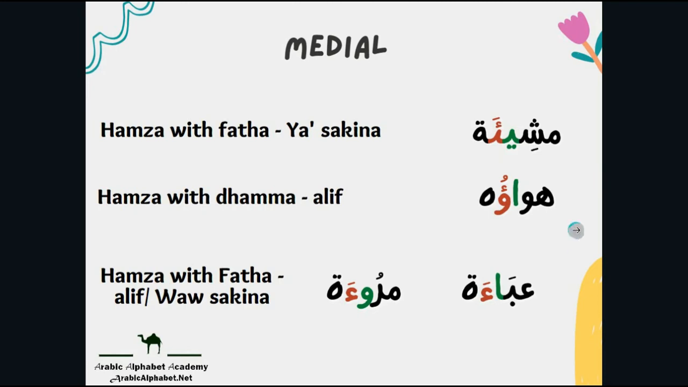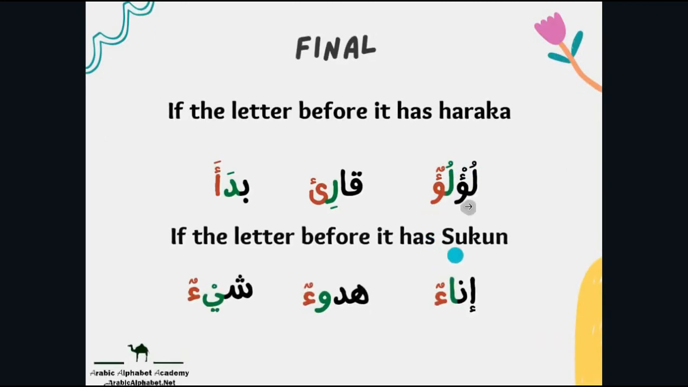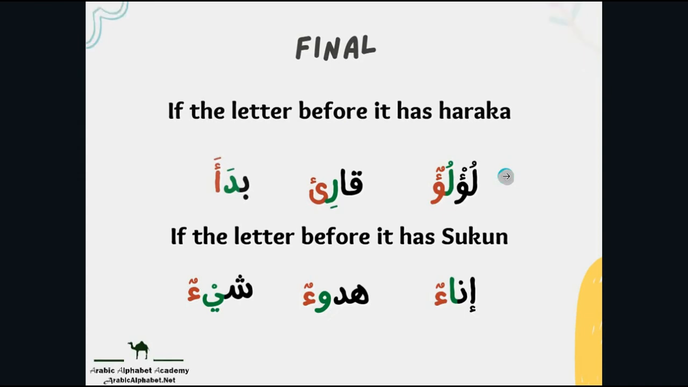Now, let's move to the end of the word. When the Hamza is at the end of the word, it's so simple. The Hamza follows the haraka of the letter before it. We have here an example. Lu'lu'un, pearls. Here, the Hamza is on Waw. Why? Because the letter before it has Damma, and we know the friend of Damma is Waw.